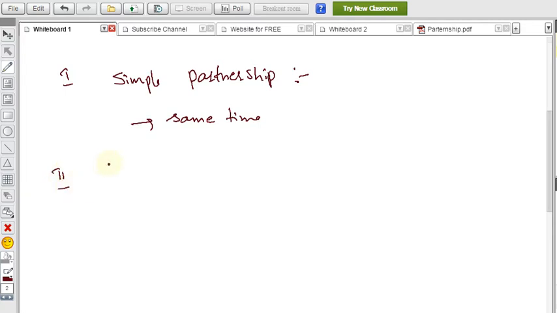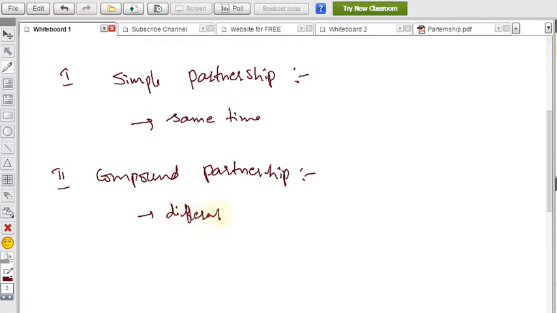Now one more is the compound partnership. In a compound partnership, the capitals of partners are invested for different periods of time. They invest for different periods of time, not the same time.